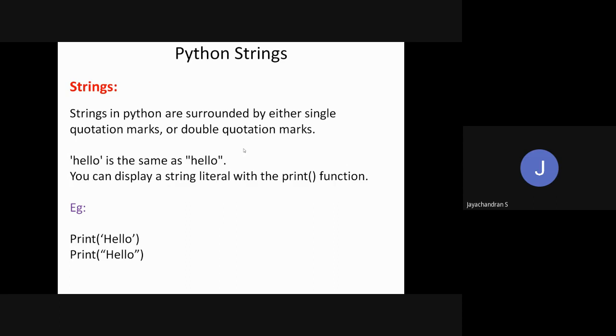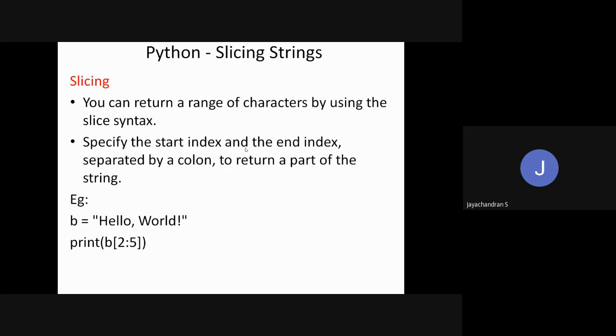Next, Python strings. We already discussed strings. If we give any string to a variable, we can use single quotes and double quotes also. For example, print hello using single quotes, and print hello using double quotes also. So these are Python strings. And slicing strings we already discussed in data types. Here also it is the same: you can specify the starting index as well as the end index, separated by a colon. This is very important. When slicing a string from a particular variable, you mention the starting index and the end index.